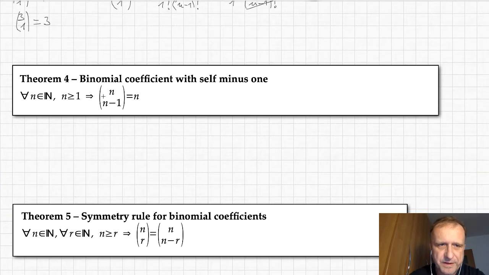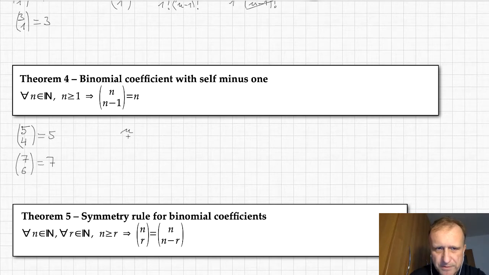The fourth theorem, binomial coefficient with self minus 1. What it says, for all natural numbers n which are greater than or equal to 1, is that n choose n minus 1 is always n. So for example, 5 choose 4 is 5, or 7 choose 6 is 7. Okay, so let me prove it.